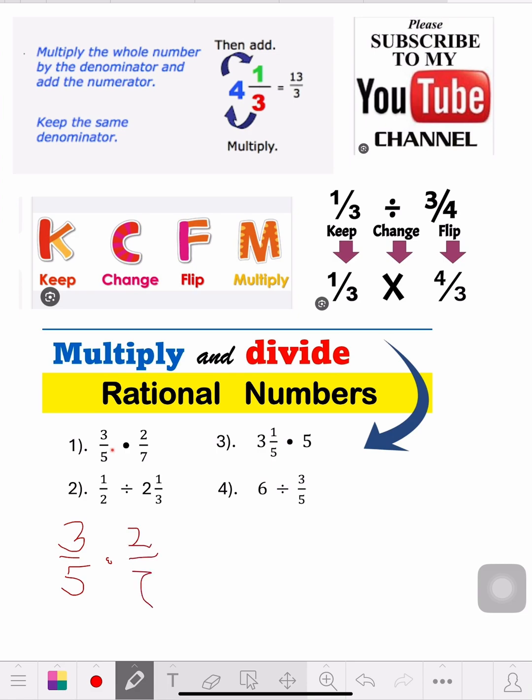Well, to multiply, it's kind of easy. We really just go straight across, straight across them both, the denominator and the numerator. So what do we got? We got 6.